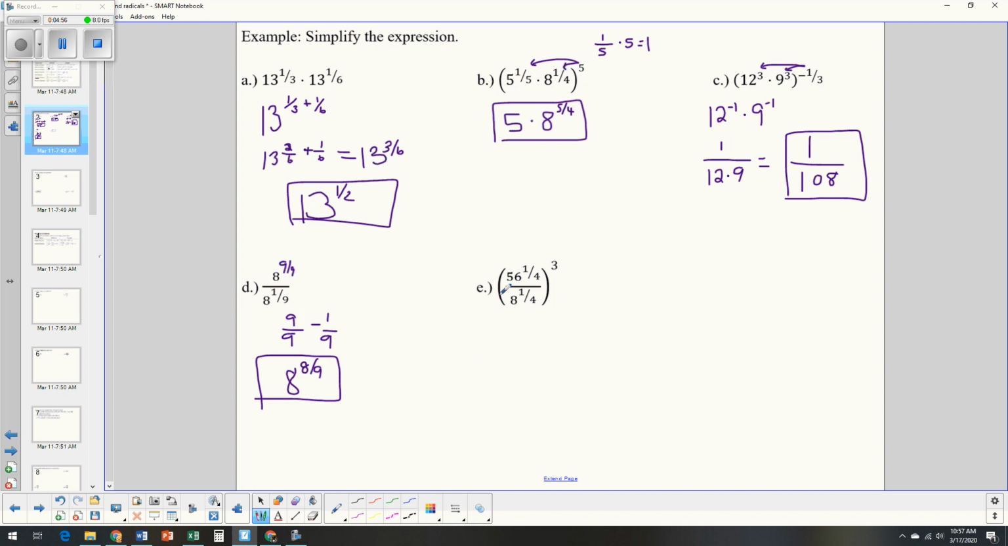Now for E, I could distribute to both, but I have both numbers with the same basically radical, right? This is really the fourth root of 56 and the fourth root of 8. And if I have two numbers with the same root, I'm allowed to divide them. So I'm going to divide 56 by 8 first, and I get 7. So what I really have here is 7 to the 1/4 raised to the third power. And this becomes a lot simpler because now all I have to do is 3 times 1/4, and my answer would be 7 to the 3/4.